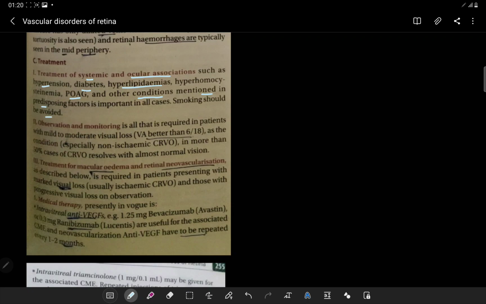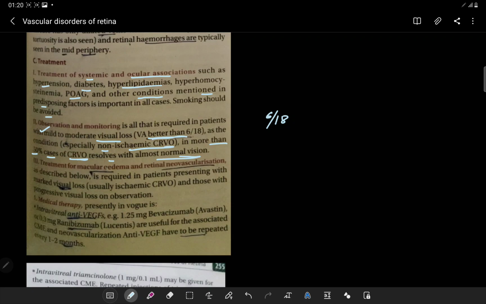Now, observation and monitoring is all that is required in patients with mild to moderate visual loss. Like when visual acuity is better than 6/18, we can just go with observation and monitoring, as in the condition, especially non-ischemic CRVO, more than 50% of cases of CRVO resolve with almost normal vision.